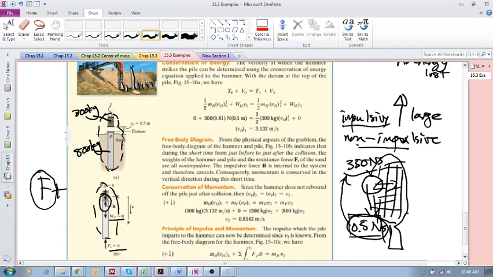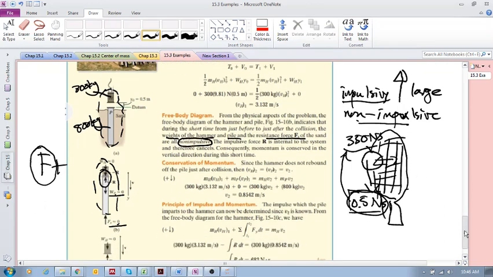Okay, so these are then considered, let's just check, the weights of the hammer, the pile, and the resistance force are non-impulsive. Okay, we can ignore them. All right. The impulsive force R is internal to the system and therefore cancels. Okay, I've mentioned that. So now that we've analyzed the problem, we can see if we can solve it using the conservation of momentum.